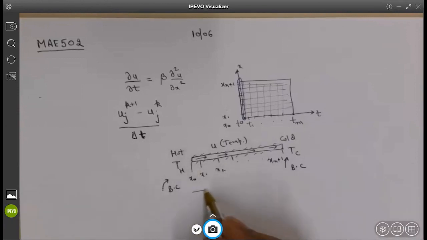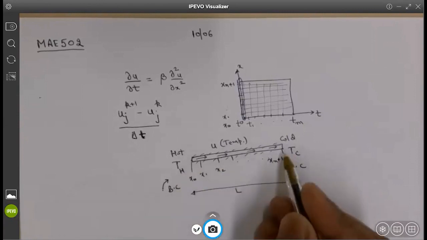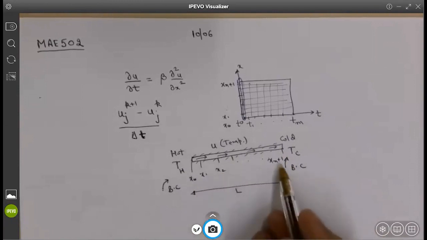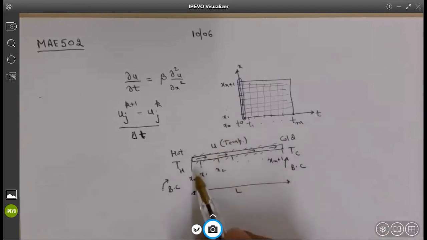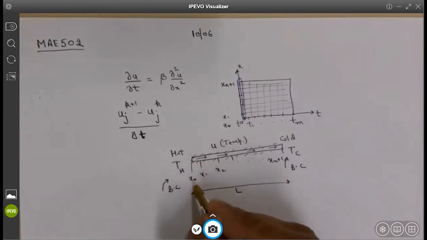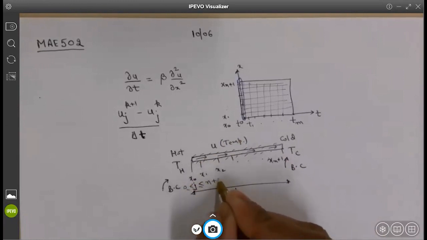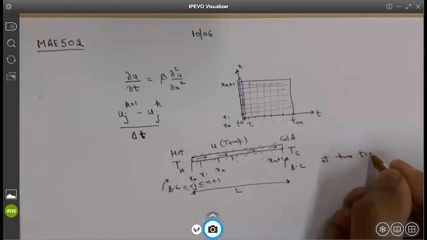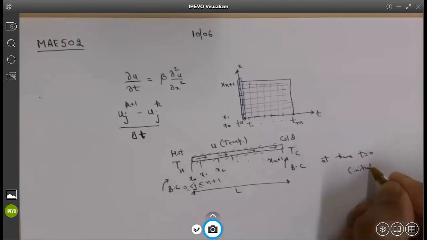So if this is a length L, then I can discretize this length L into a number of grid points, and that is what it represents. x0, x1, x2 represent the grid points. Corresponding to each specific point, the temperature is called u. Each of these is defined by j, so j goes from 0 to n plus 1. And this is at time t0, which is your initial condition.